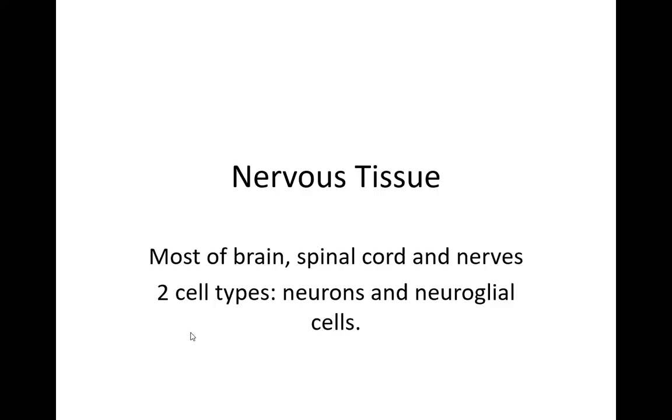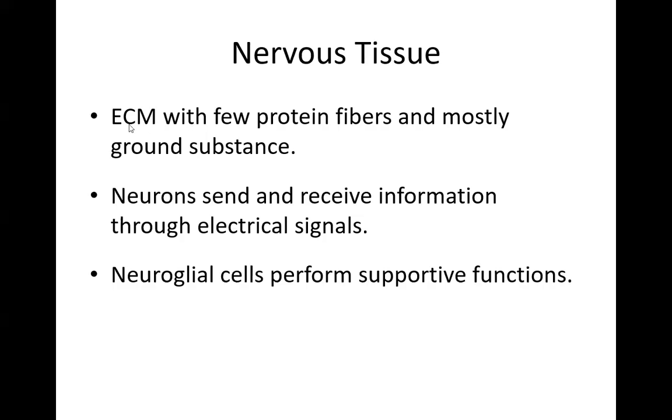Nervous tissue. Nervous tissue is most of the brain, the spinal cord, and the nerves, and there are two types in your nervous tissue: the neurons and the neuroglial cells. The neurons are the central parenchyma of your nervous system. And the neuroglial cells are the cells that are supportive to the nervous tissue, to the nervous system. The extracellular matrix has few protein fibers and mostly ground substance.